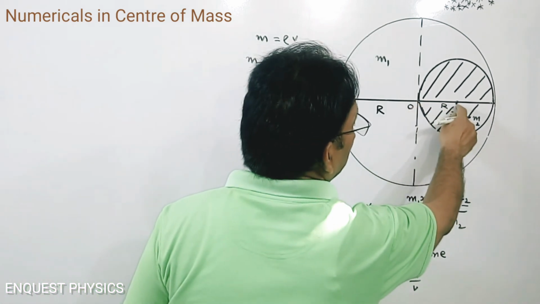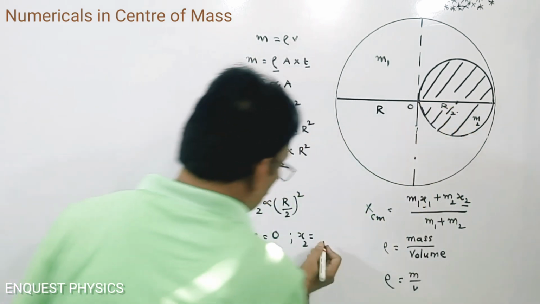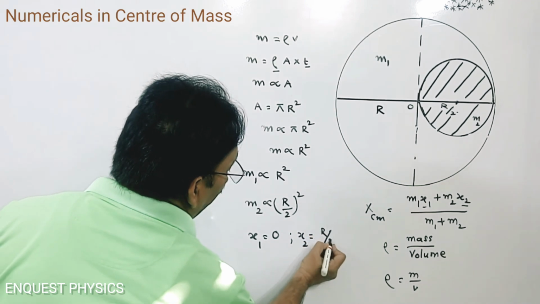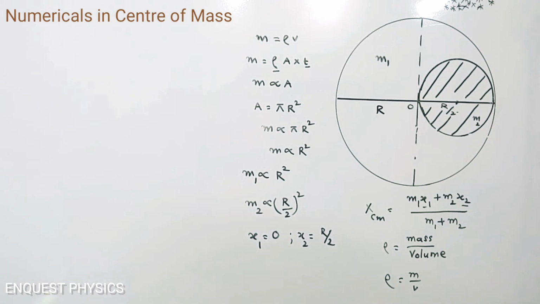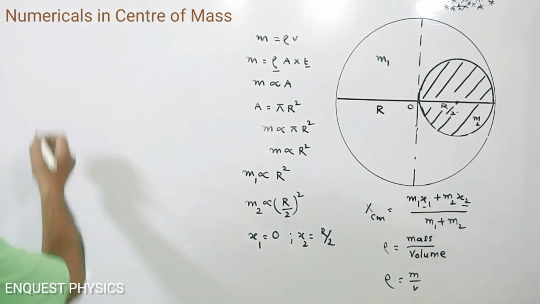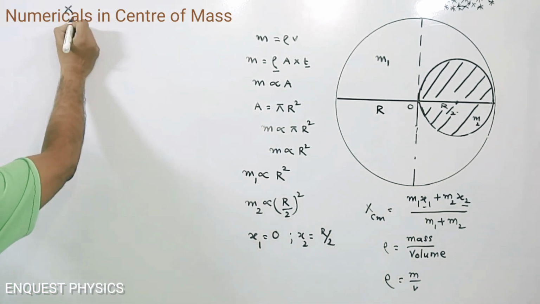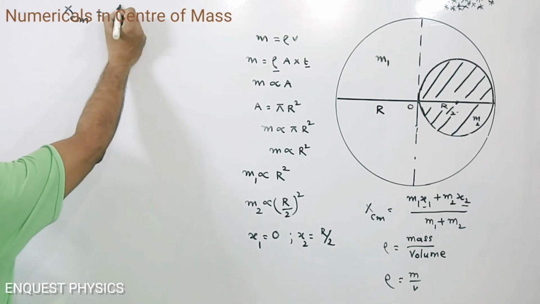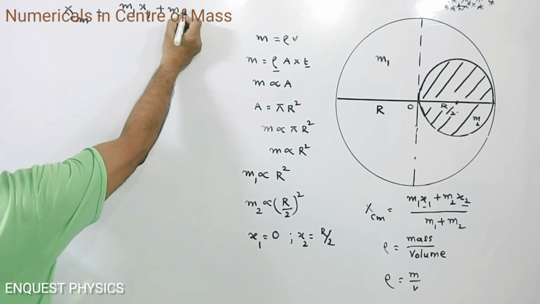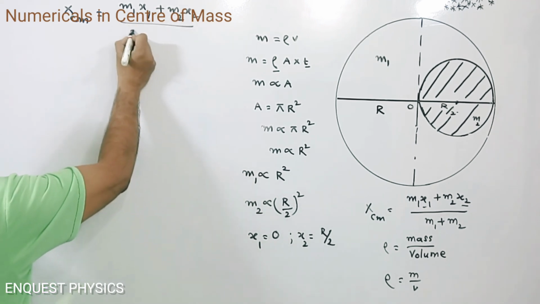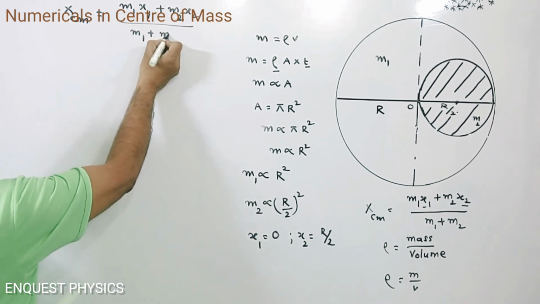x2 is the distance. It is equal to r by 2, sorry, it is r by 2. Just substitute the values in, students. We will get xcm is equal to m1 x1 plus m2 x2 upon m1 plus m2.